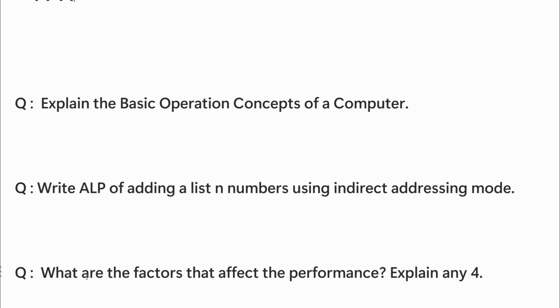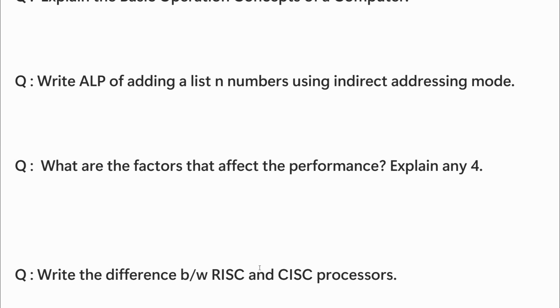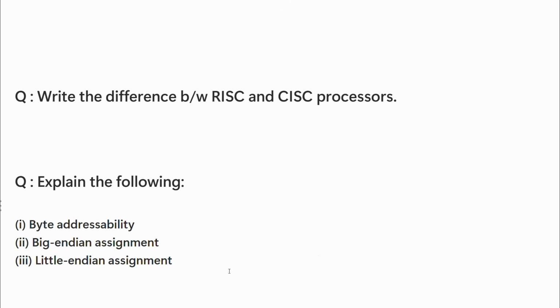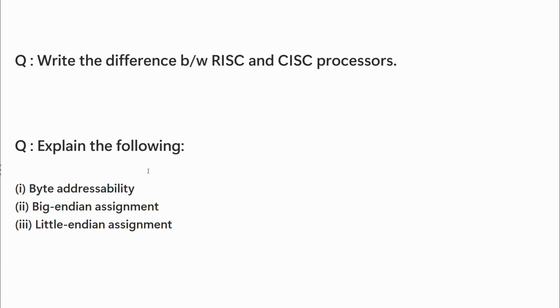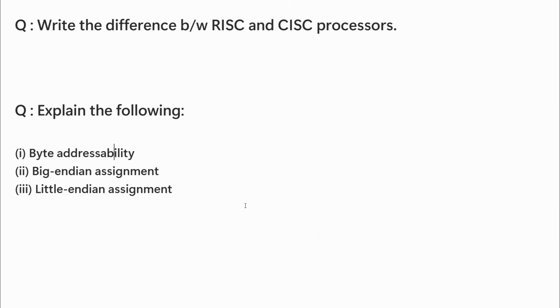Now the next question is: what are the factors that affect the performance? Explain any four. So you have to explain it very well. This is very important. Now our next question is: write the difference between RISC and CISC processors. So now from module 3 the important question is: explain the following: byte addressability, big endian assignment and little endian assignment. This question may also be asked in the VTU examination, so you don't have to skip these questions.